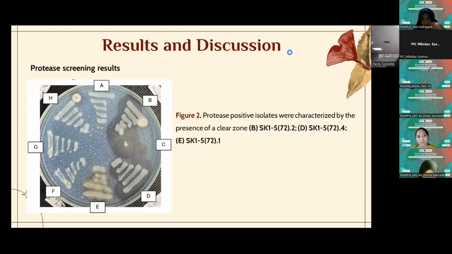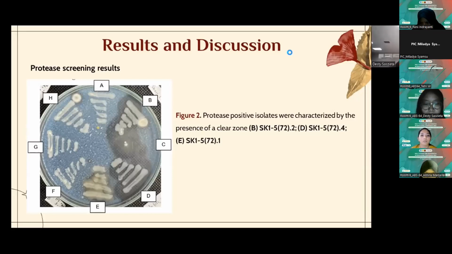The presence of the clear zone indicates the breakdown of protein molecules contained in the skim milk in the media. Proteolytic yeasts are able to produce extracellular protease enzyme, which is a protein-breaking enzyme produced inside the cell and then released out of the cell. Skim milk contains casein, which functions as an enzyme substrate. Hydrolysis of casein was used to show hydrolytic activity of the protease enzyme.